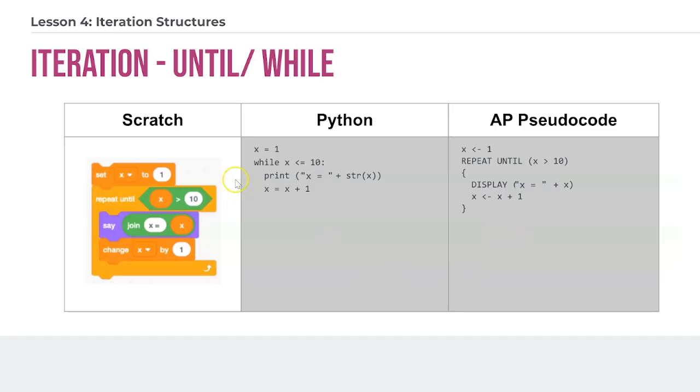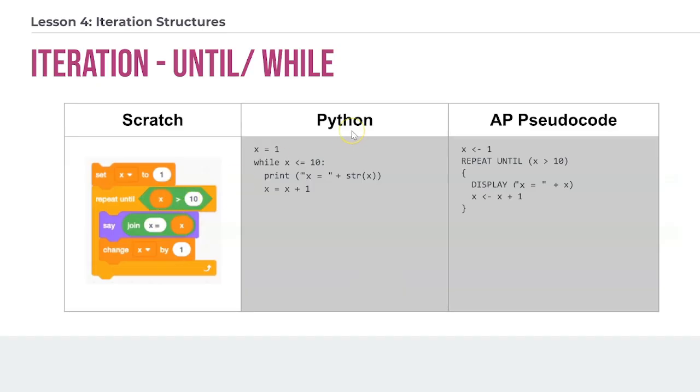So the first iteration pattern I want to talk about is the until/while loop. Okay, this loop in Scratch says repeat until x is greater than 10. So you're repeating until this becomes true. Right, in this case, x started at 1, and then we change it by 1 each time. So we're adding 1, we keep repeating until x gets to be greater than 10.